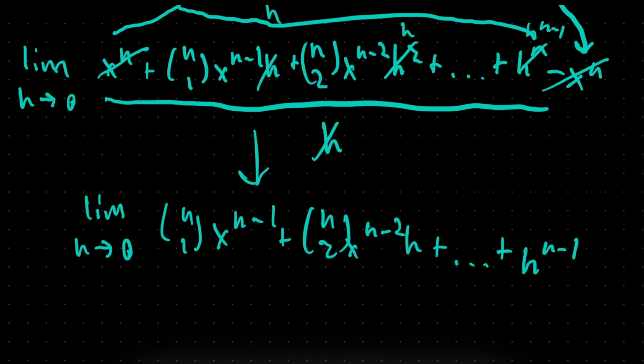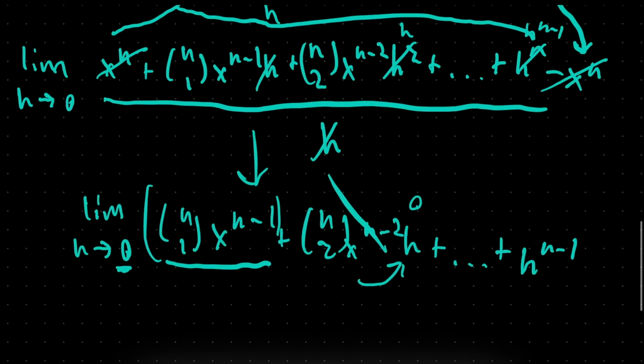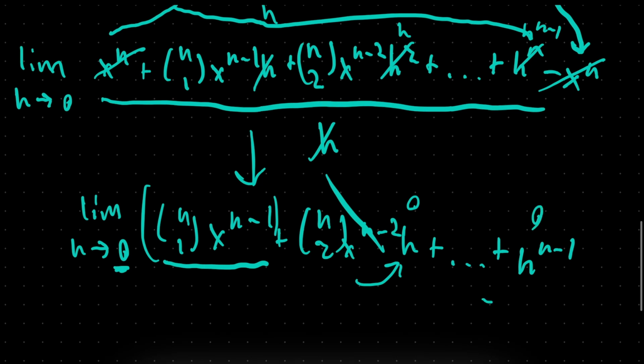And if we see what happens as h approaches 0, all of these terms, aside from this term, will have an h variable in it. So the only term that will exist as h approaches 0 is this. As h approaches 0, this is going to approach 0, and this is going to cancel out.